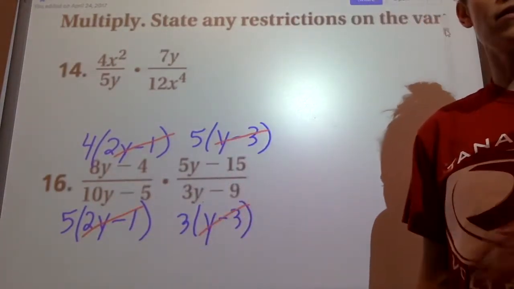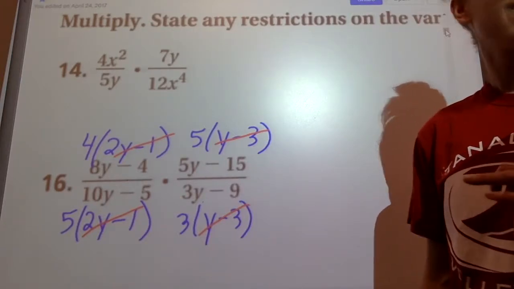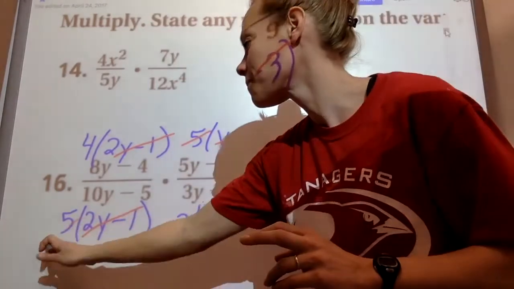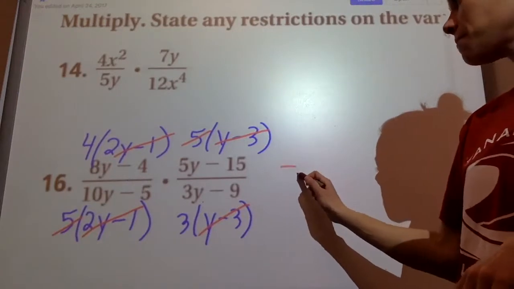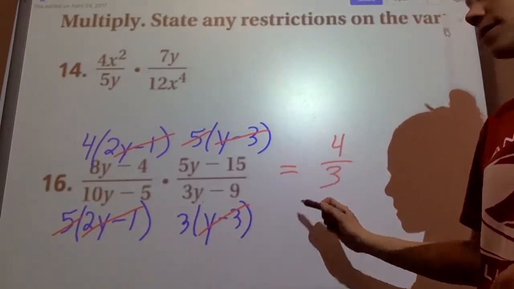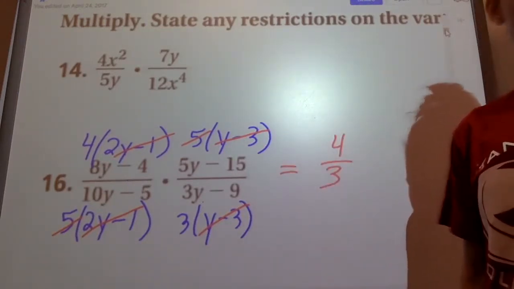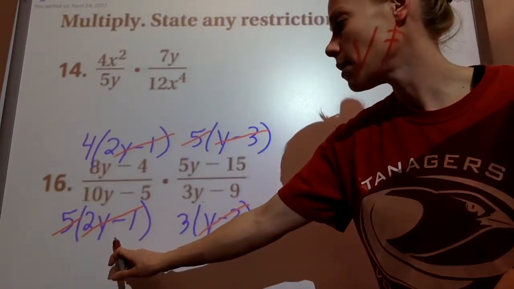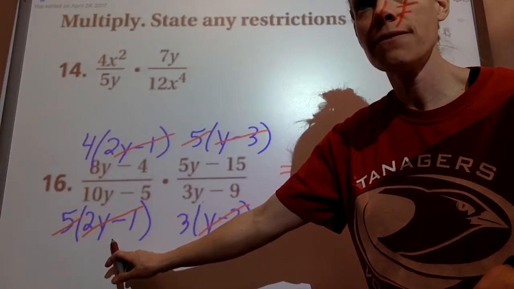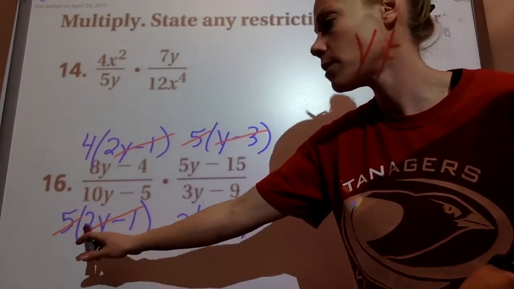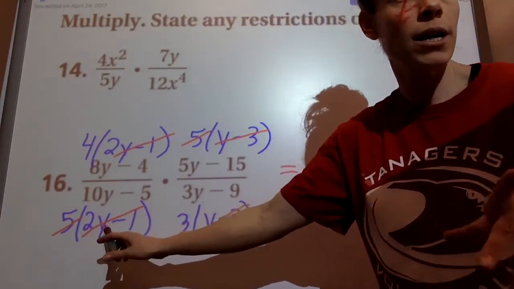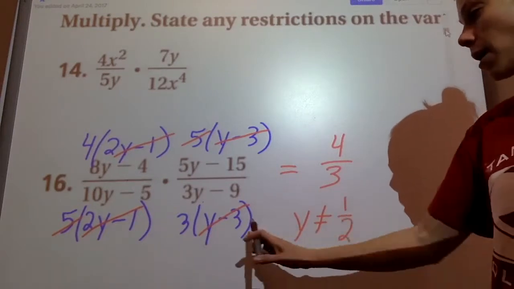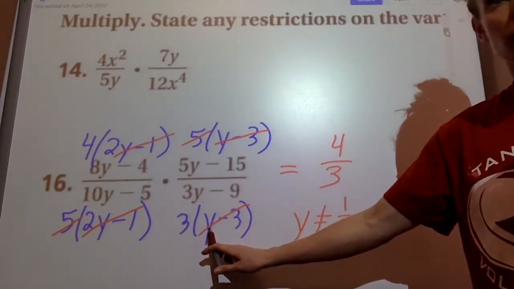What else cancels out? Do you see it? The 5s. So this simplifies into what? 4/3. That's nice, isn't it? 4/3. But y cannot be what? y cannot be 1/2. If I set this equal to 0, I would add 1, divide by 2. So y cannot be 1/2, and y cannot be 3.